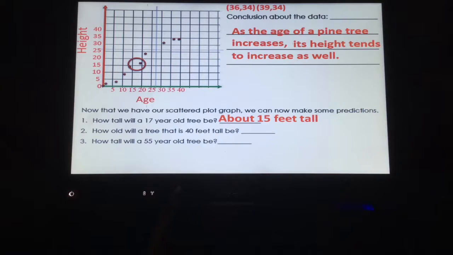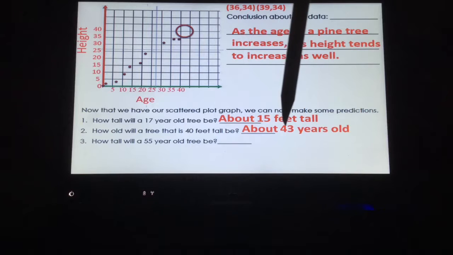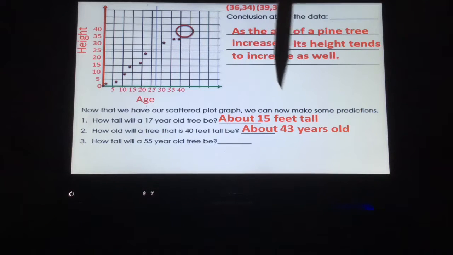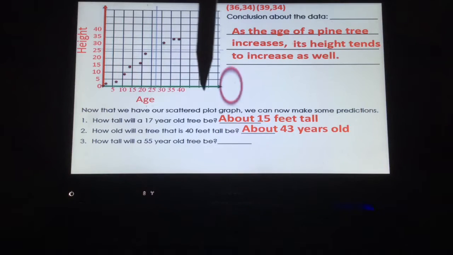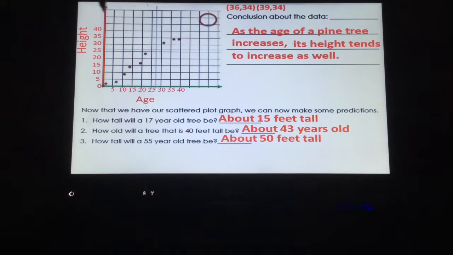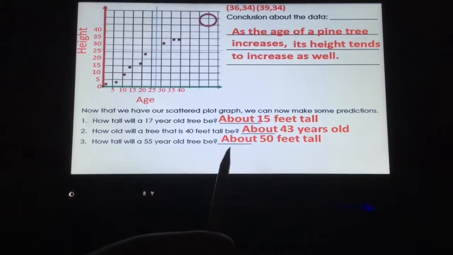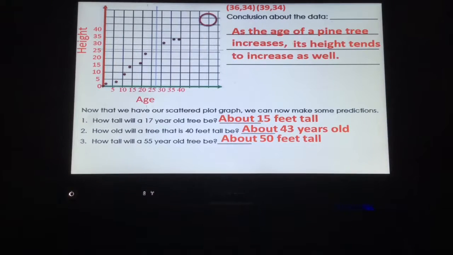All right, so hopefully you got a number that's pretty close. Now, over here, this is the area where it's about a height of 40. So I guessed that the age is about 43 years old. Okay, if you had something close to that, you're good. All right. The height of a 55-year-old tree is about right here. So I guess that it's about 50 feet tall. Okay. And again, if you're pretty close to that, that's awesome. You have to at least be close. And again, I put the word about. Okay. So let's go to the back side.